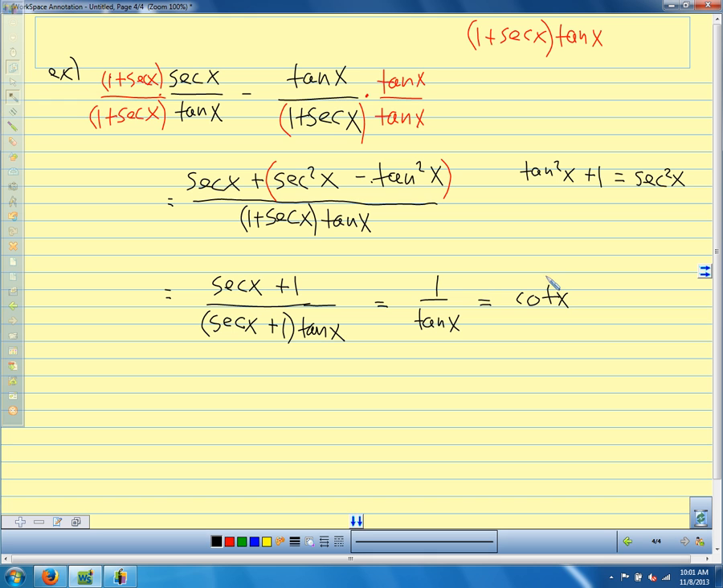All right, questions on that example? So recognizing these combinations is really important. When you see a trig function squared, look for those Pythagorean identities, some variation on this Pythagorean identity. That's a hint for you. All right, let's look at a different type of example.